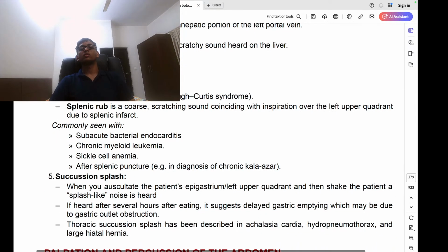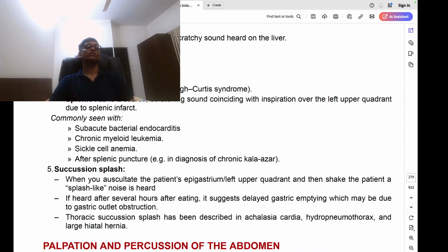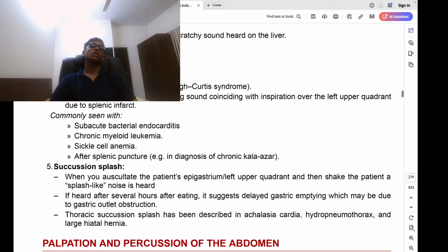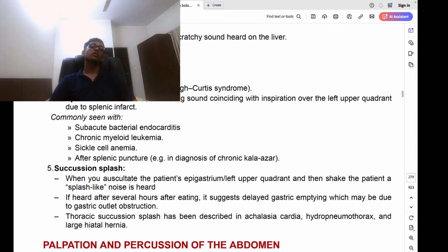Next, hepatic friction rub, which is a superficial scratchy sound heard on the liver. It is commonly seen with hepatocellular carcinoma, post-liver biopsy, hepatic infarcts, and gonococcal peritonitis. Fitz-Hugh-Curtis syndrome, gonococcal peritonitis. Superficial scratchy sound heard on the liver, post-liver biopsy.